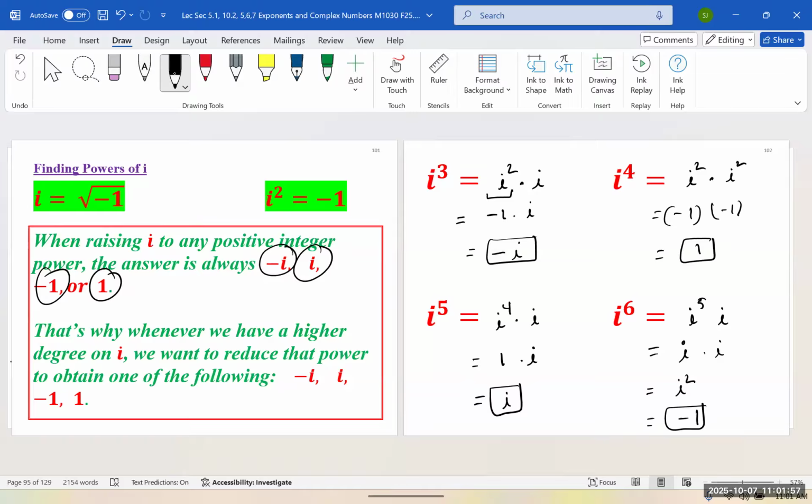If I give you i^55, what two pieces are you going to have? One of them is i, and what will be the power for the other one? 54. So anytime you have any odd number, split into two pieces: one is i, and one is the rest. So for 55, it's 54. For 5, it's 4. We keep reducing it. For 7, what two numbers? i^6 and i^1.